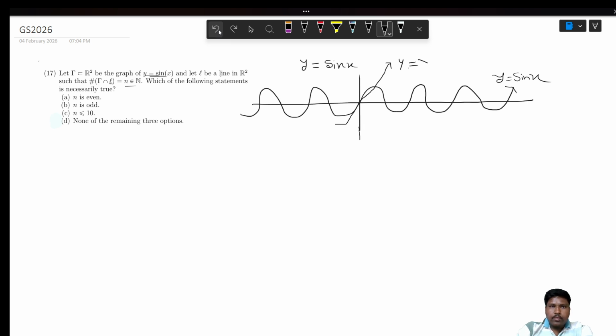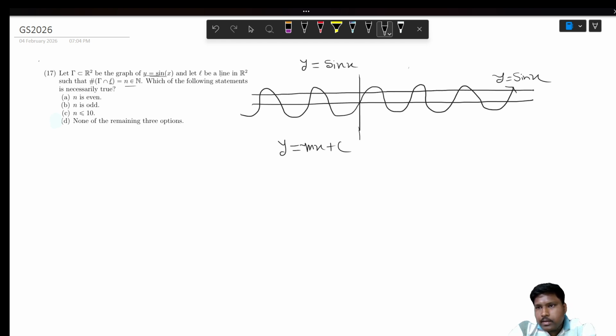Suppose we have to take a line; the line should be in the form y equals mx plus c. If we take a line parallel to the x-axis, then we see that the line cuts the curve y equals sin x at infinitely many points. These points, these points, these points.